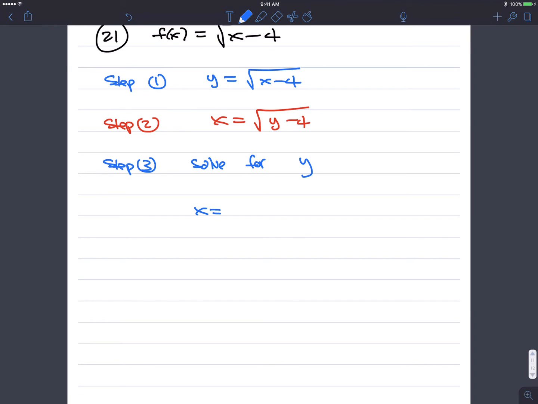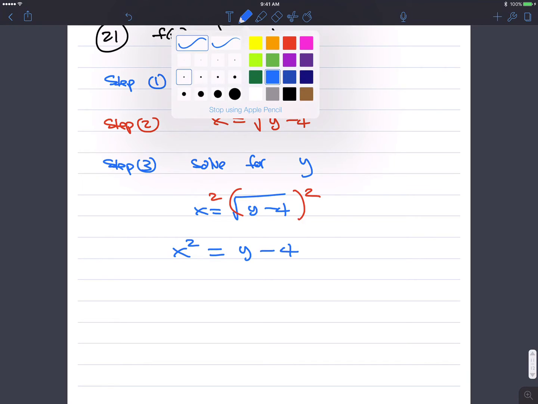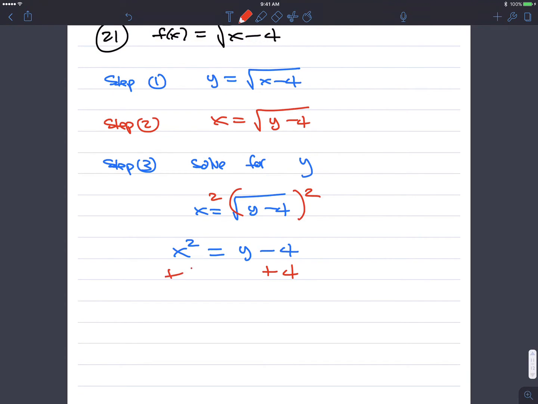Okay. It's going to come down to your solving skills. You guys want to tell me, how do you solve this for y? How do you get y by itself? Square, good. Square both sides. On the left, what do you have? X squared equals. What happens when you square the radical? Good, you get y minus 4. Good, now you add 4. See what you get. X squared plus 4 is y, or y is x squared plus 4.